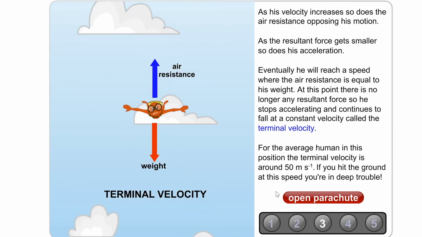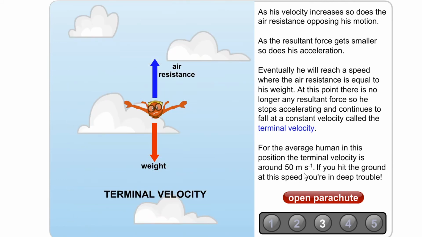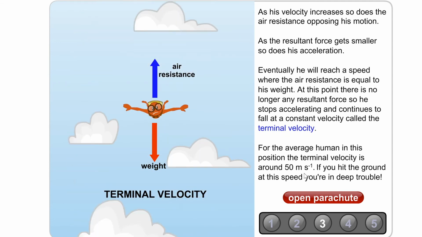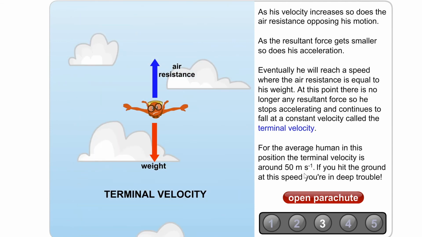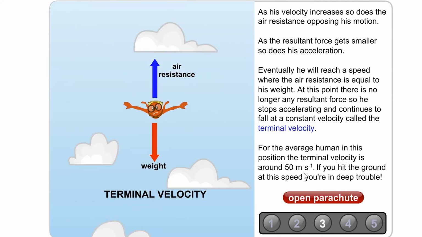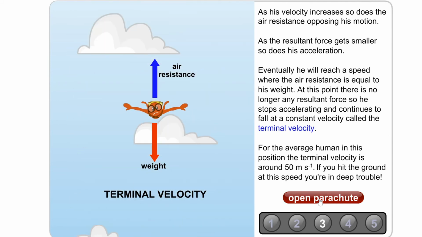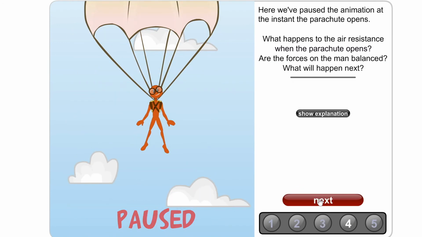For humans, it's about 50 meters per second, and if you hit the ground at this speed, as it says, you're in trouble and you'll probably die hitting the ground at that speed. So that's why, of course, you need a parachute. So let's open the parachute. Again, we've paused the animation.